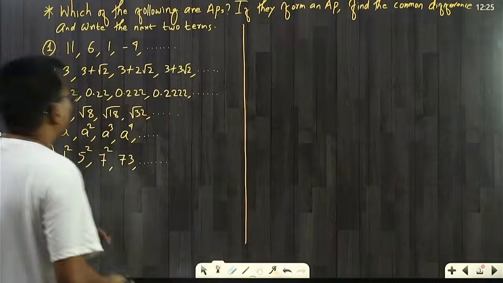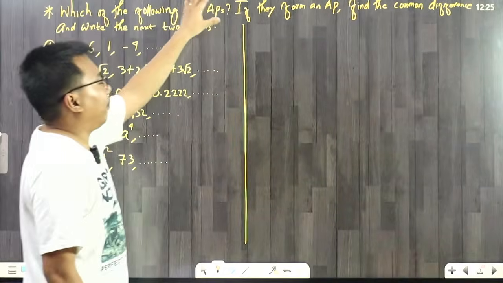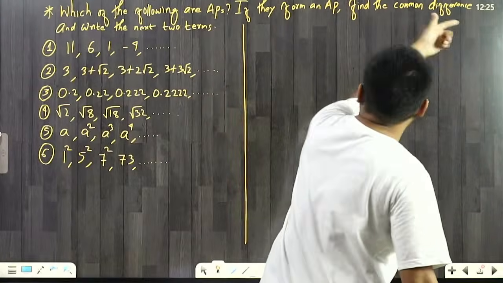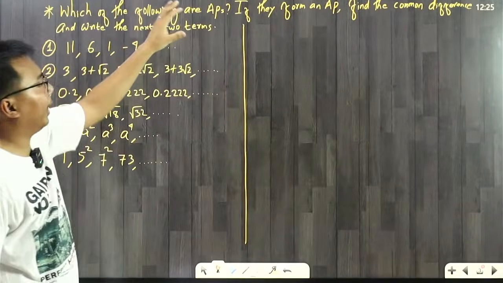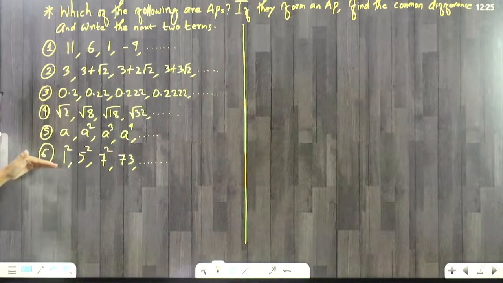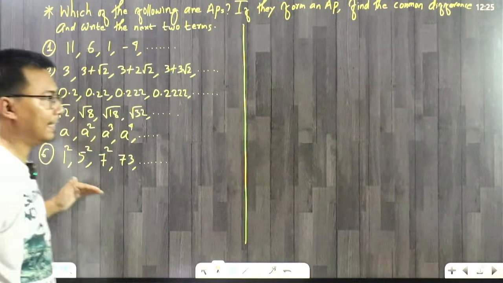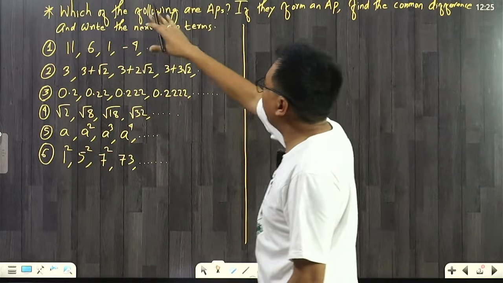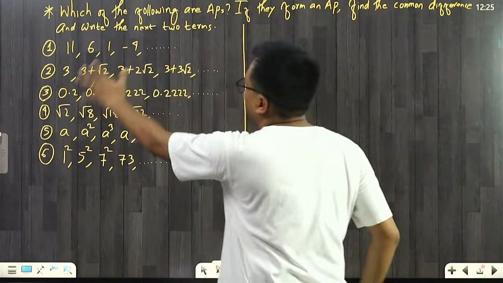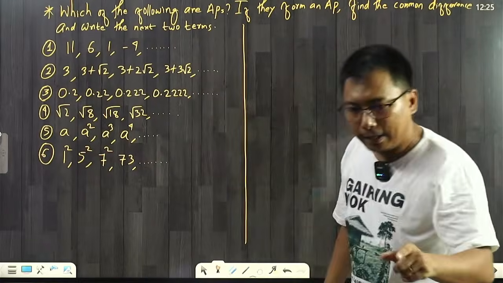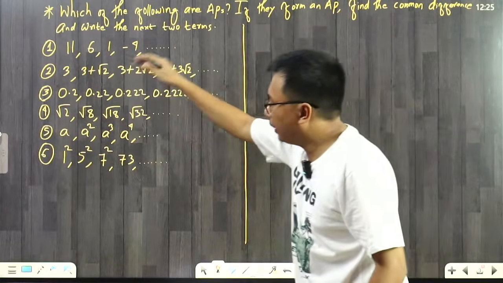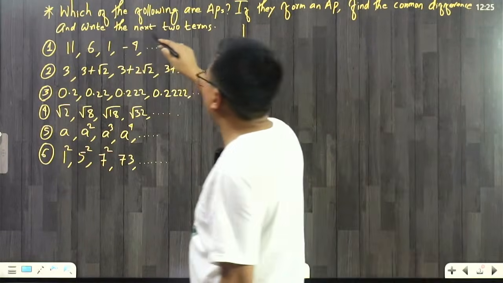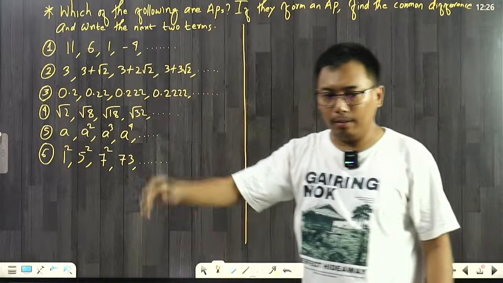Now see, which of the following are APs? If they form an AP, find the common difference and write the next two terms. Here we have 6 questions, and we have to find whether the given list of numbers are AP. And if they form an AP, we have to find their common difference and write their next two terms.